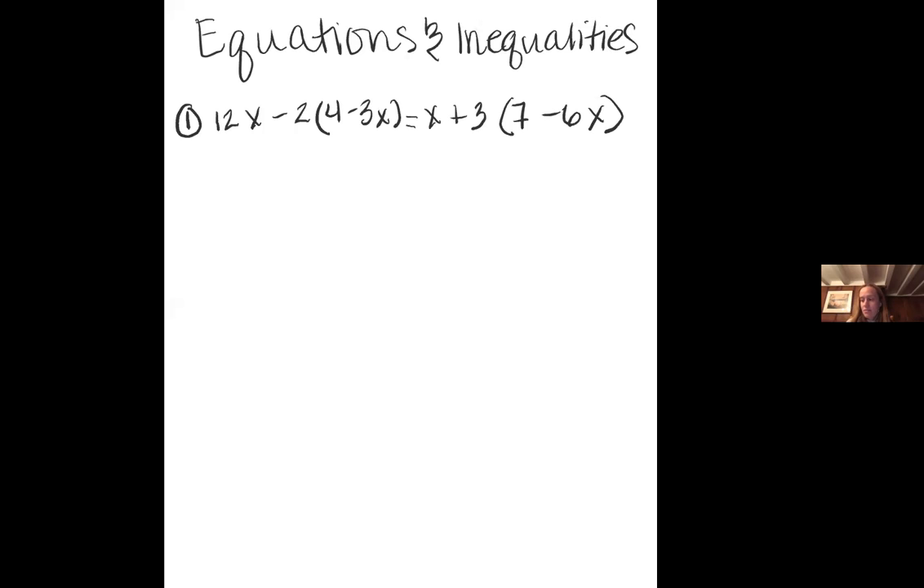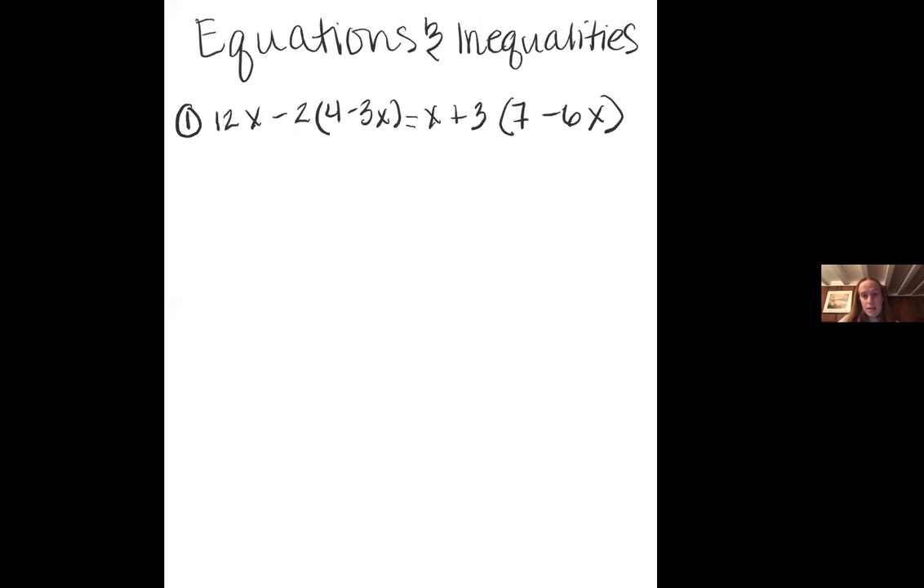And today I will be teaching a short lesson on equations and inequalities. So we'll start with equations. In an equation we have an equal sign, and that means that both sides of the equal sign are equal to each other. So here let's start with problem number 1, which I've written down.